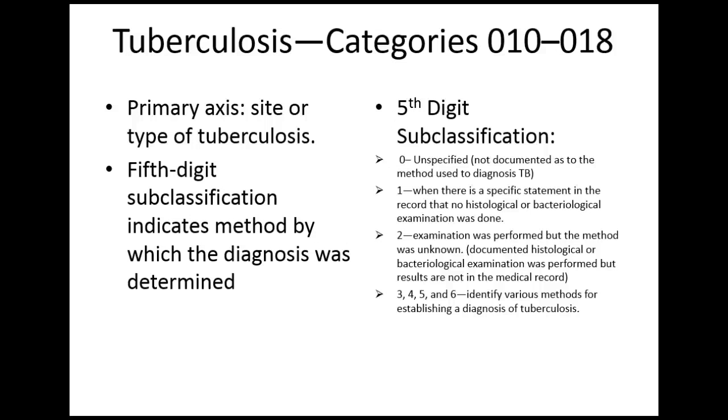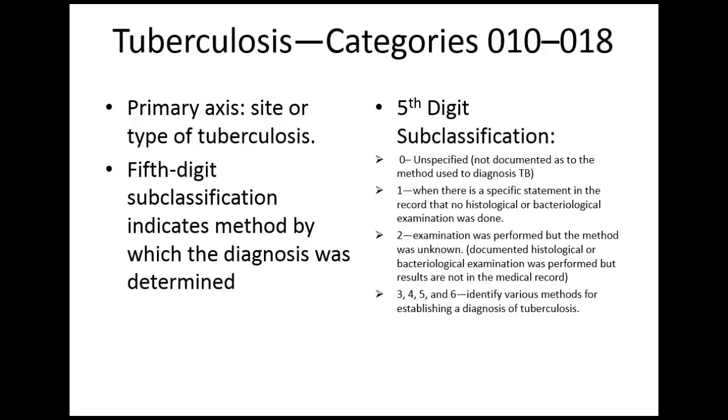TB is usually associated with a lung process, but actually TB can occur anywhere in the body. TB codes identify the specific anatomical site. The 5th digit subclassification is noted at the beginning of the section, and these codes range from 0 to 6, with 0 being used most frequently.